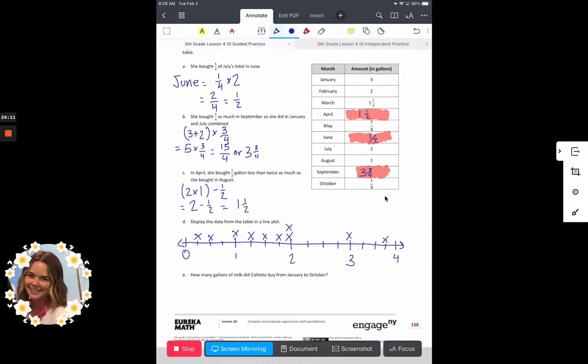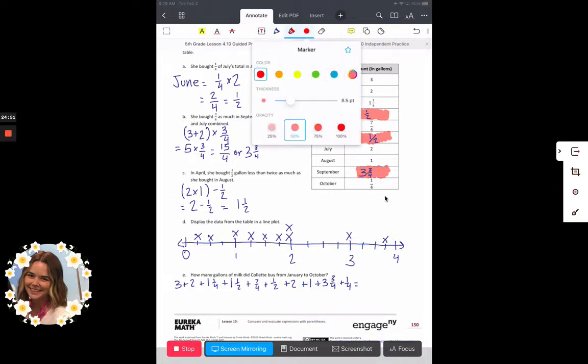And our last question says, how many gallons of milk did Colette buy from January to October? So we're adding all of these together. So since we're adding them all, we're just going to write them all out and add them together. So we have 3 plus 2 plus 1 1/4 plus 1 1/2 plus 7/4 plus 1/2 plus 2 plus 1 plus 3 3/4 plus 1/4.